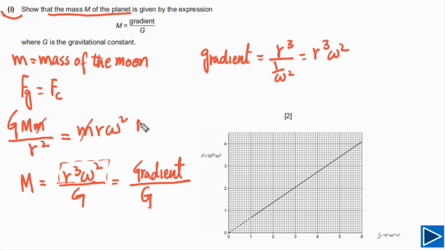First mark you get, that is M mark, if you have written this expression. Means you have equated gravitational force and centripetal force. Means if you have written the formula for gravitational force and centripetal force. And the second mark is the answer mark. If you have got right answer, you will get the second mark.